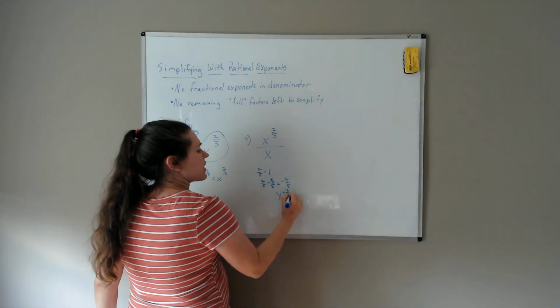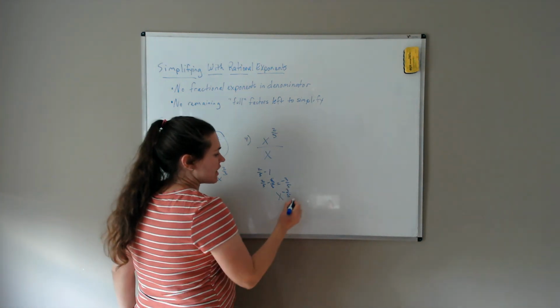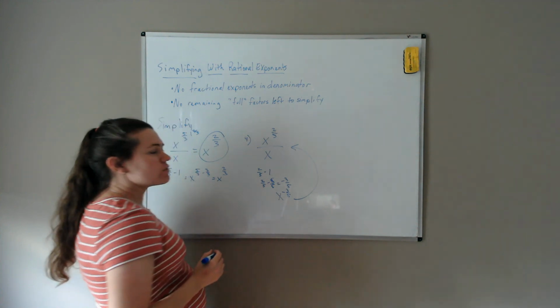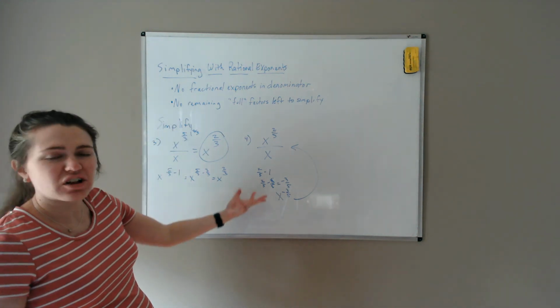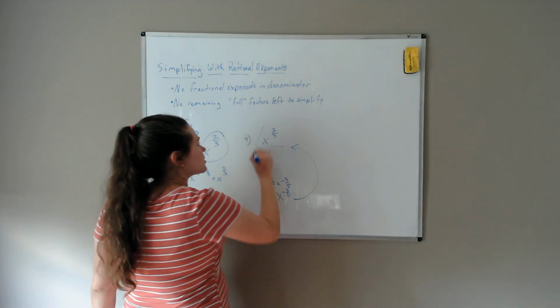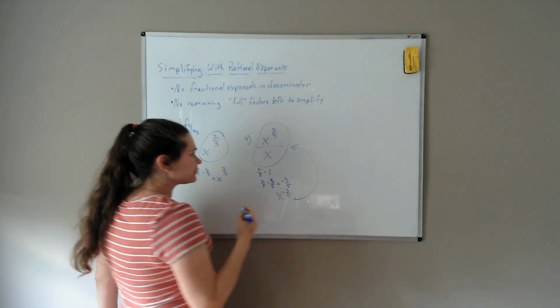If you had to simplify x to the negative 3/5, that's just going to put you at x to the 2/5 over x once you rationalize that. Okay, so there's nothing for you to simplify here.